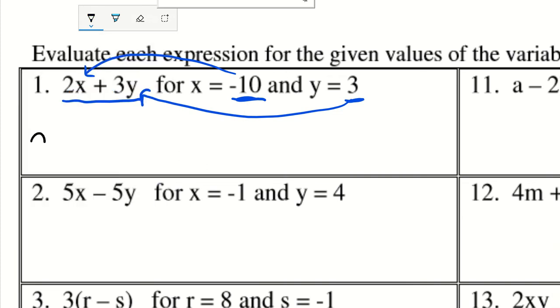So we have 2. Instead of an x, I'm going to plug in a -10. And then plus 3. Instead of a y, I'm going to substitute it with a 3. Once we do the substitution, now we can work it out.